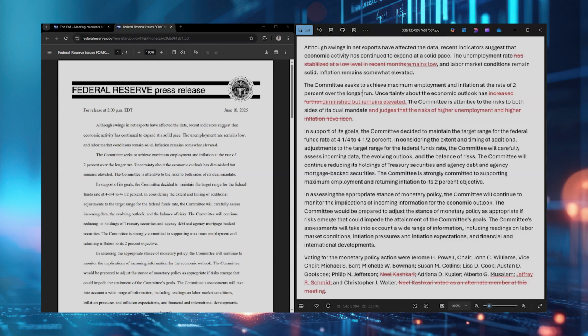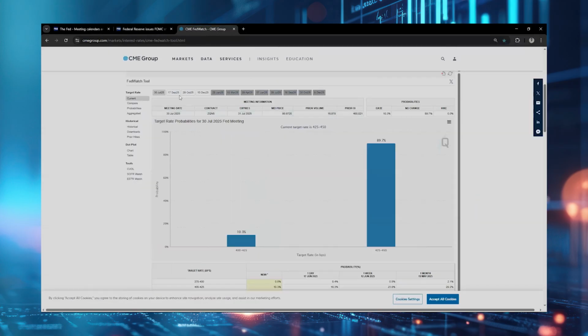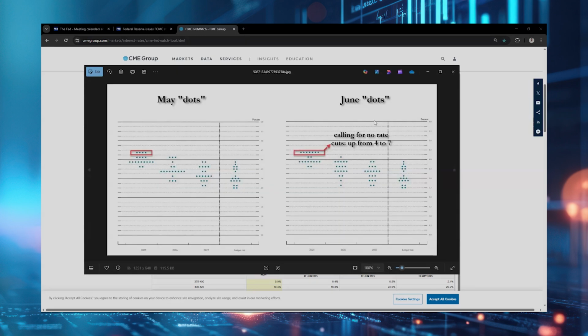Now, if we come to the CME, we'll send a link on the chat as well. We have sent it on the chats, so you can see that for the 30th of July. Actually, let me bring up another image that I had. It's this one here. Yes. So that's May dots and that's June dots.